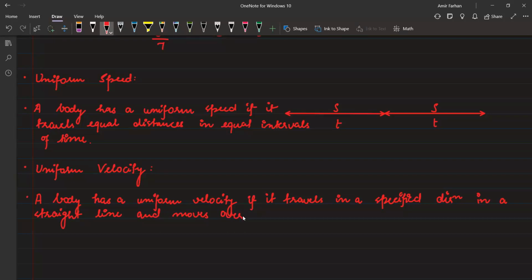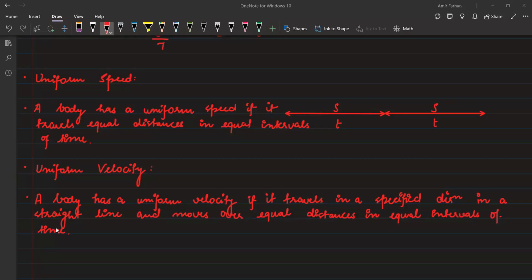Moves over equal distances in equal intervals of time. Is this clear to you? Saad and Samia, any doubts so far? No, sir. Okay.